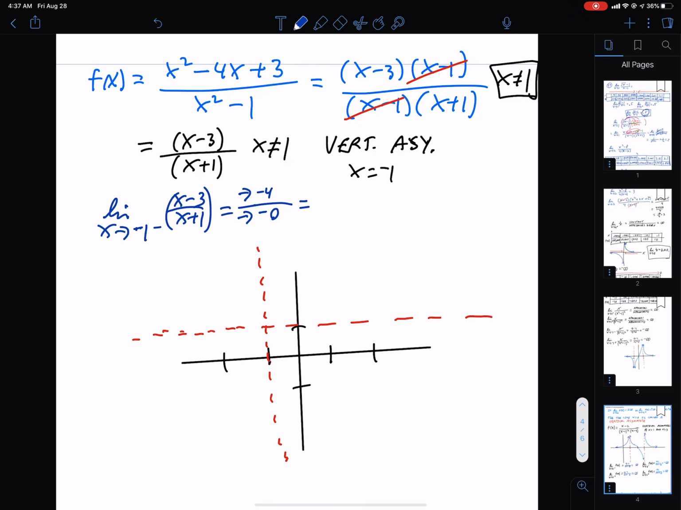So since the top and bottom are both negative, we're getting positive infinity, so we know it goes up. And there's my asymptote. And we have that situation, okay? Now, I have to do it from the other side. So you take the limit as x approaches -1 from the right of the same function.